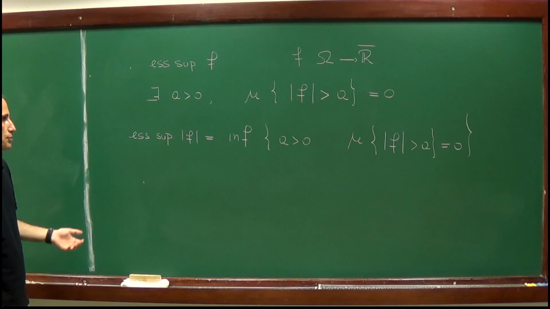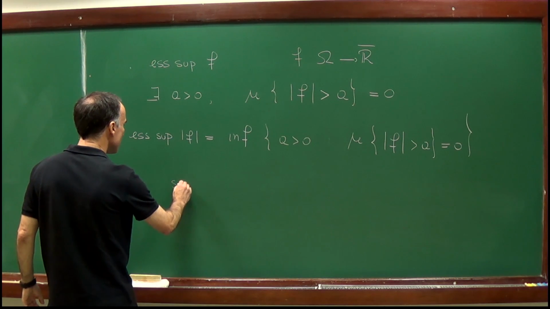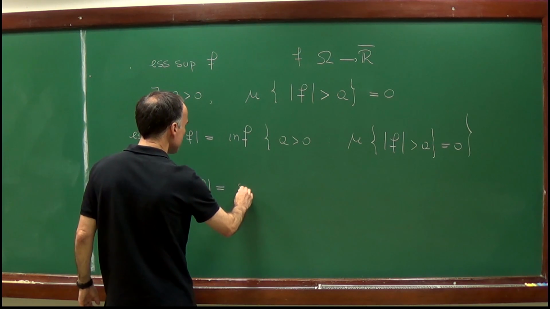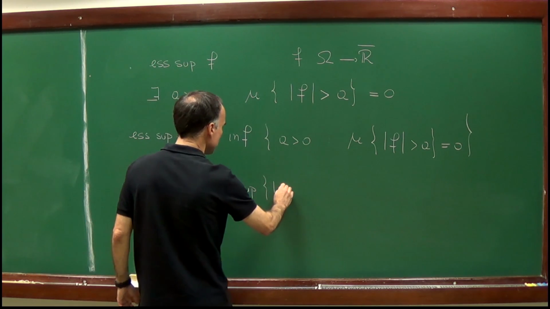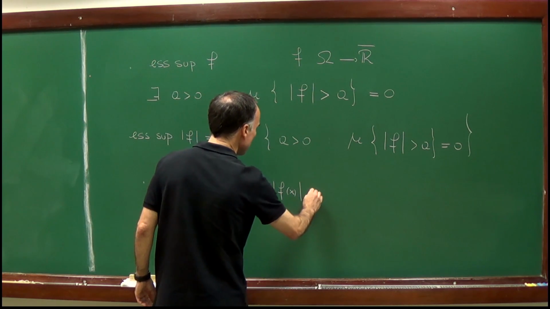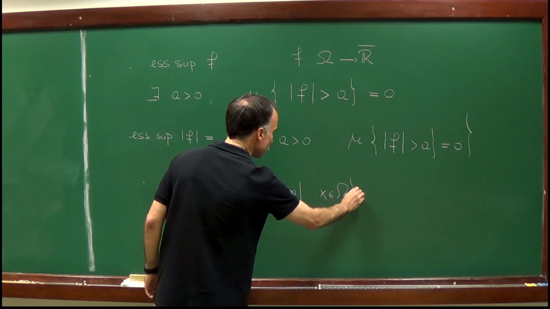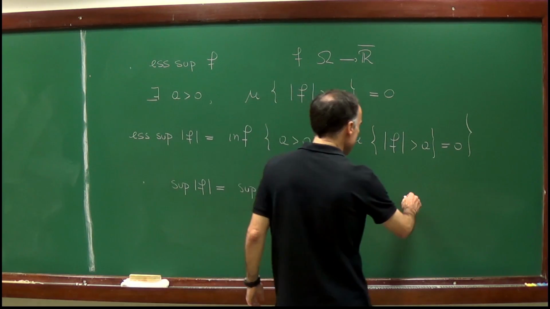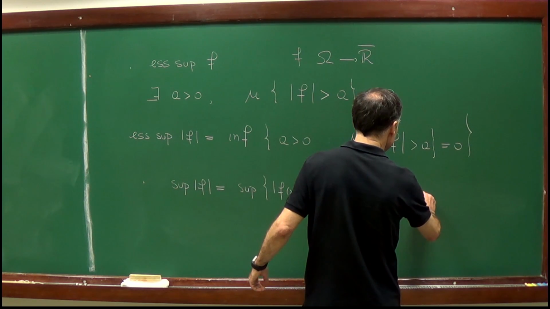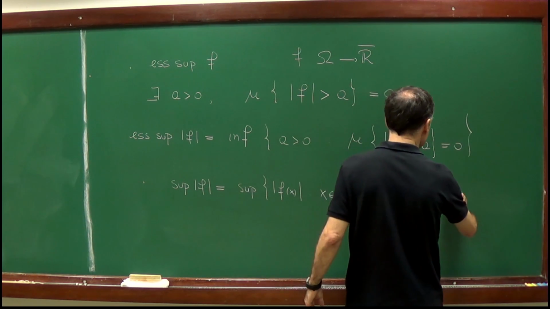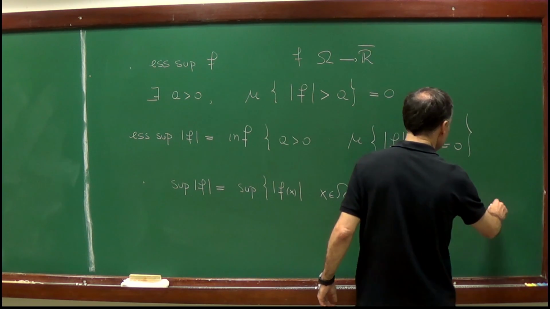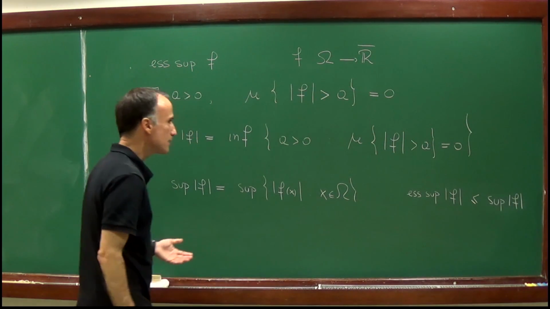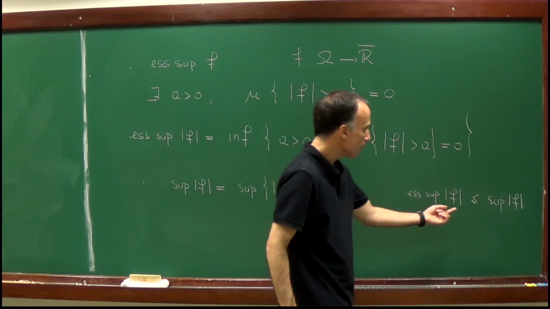So just remember that the supremum of a function f is just the supremum over f(x) for all x in omega. Well, and it's clear that the essential supremum of f is smaller than or equal to the supremum of f. And this inequality can be strict.